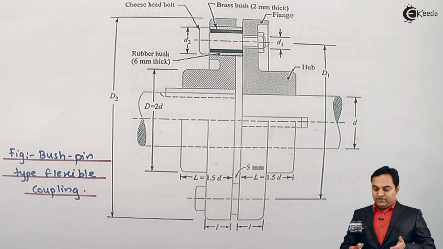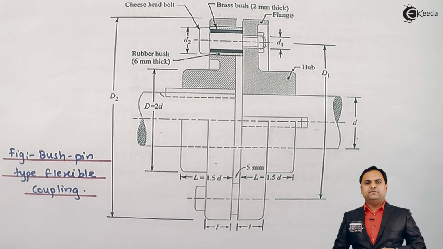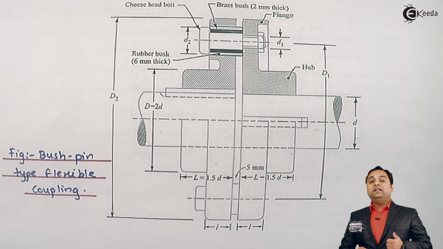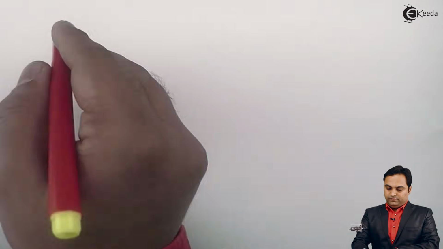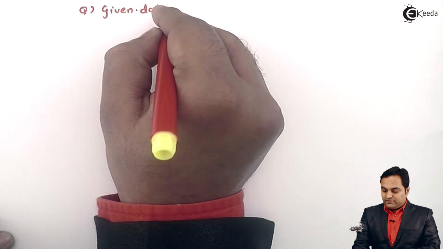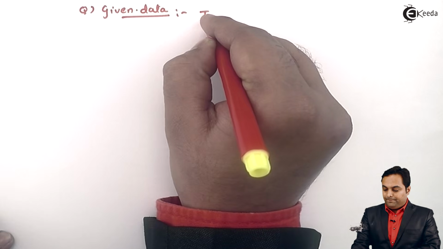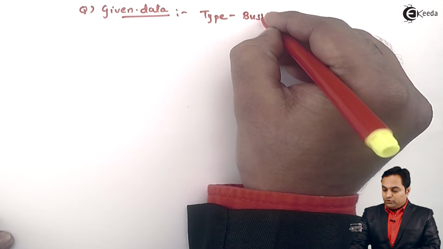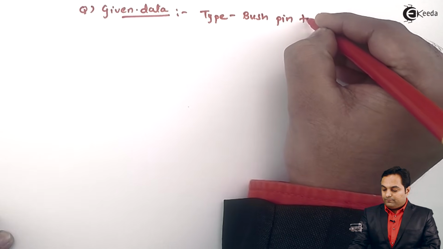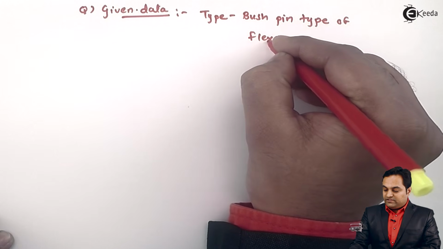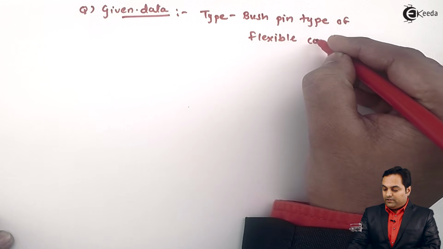So now, as we have understood the bushpin type of flexible coupling, whatever is given in this problem, that I will write in the form of data. In data, at first I will have to write the type of coupling. It is given that we have bushpin type of flexible coupling.